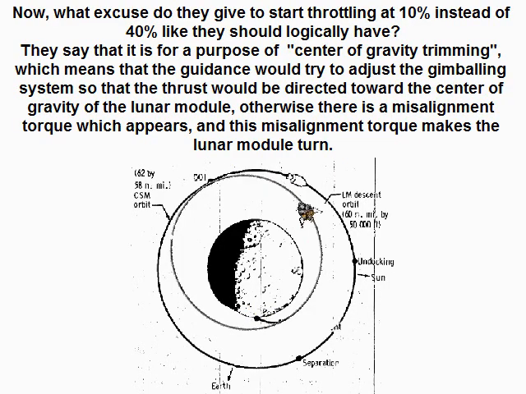Now, what excuse do they give to start throttling at 10% instead of 40% like they should logically have? They say that it is for a purpose of center of gravity trimming, which means that the guidance would try to adjust the gimballing system so that the thrust would be directed toward the center of gravity of the lunar module. Otherwise there is a misalignment torque which appears, and this misalignment torque makes the lunar module turn.